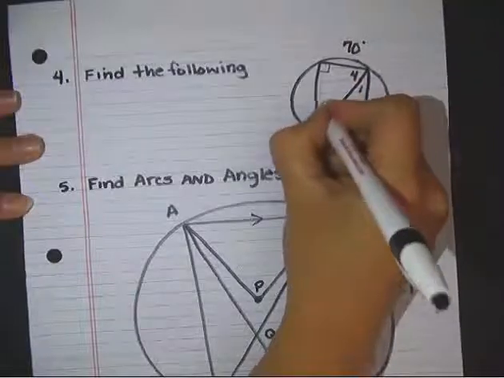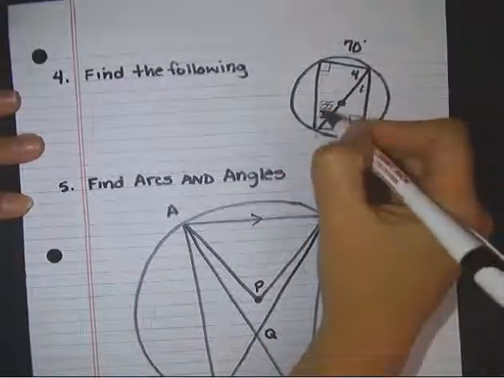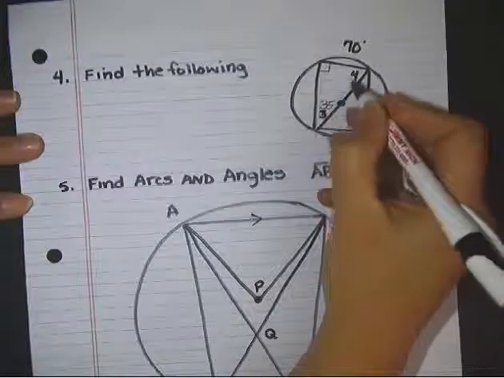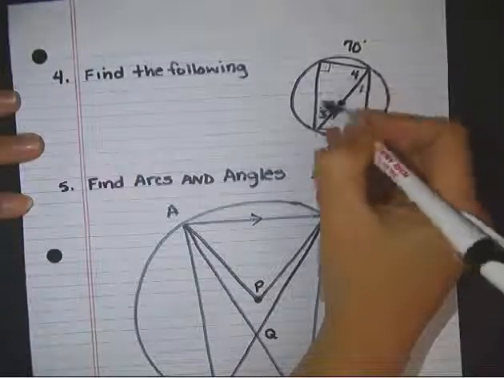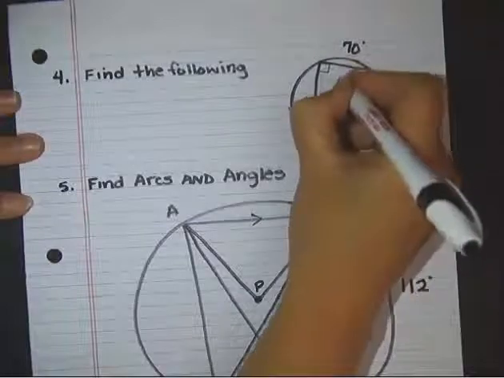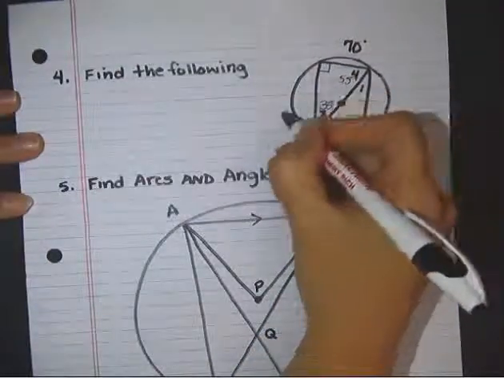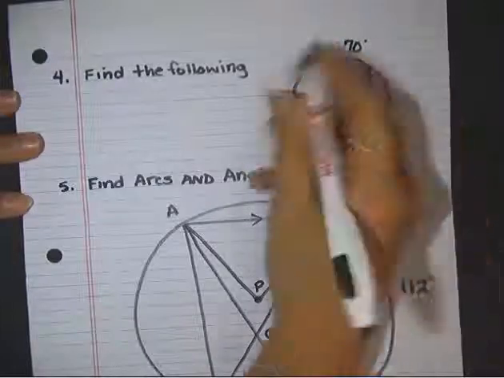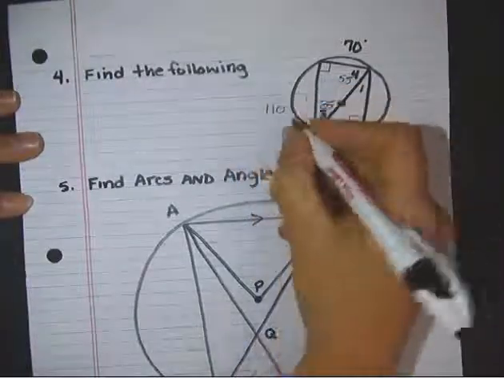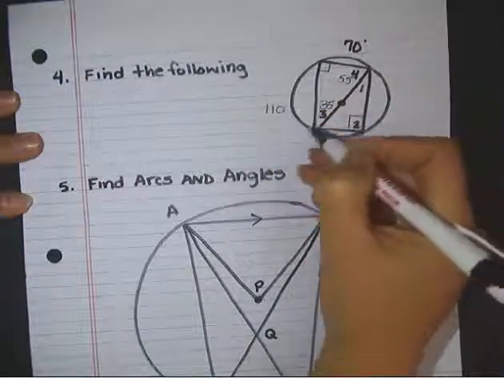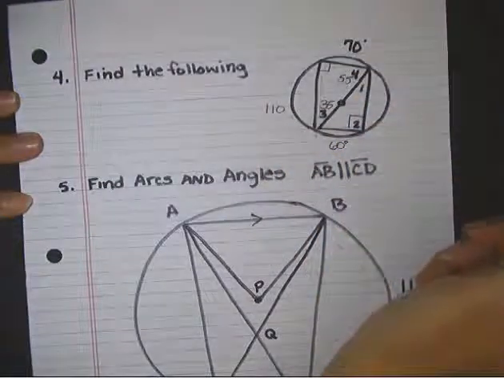So angle 4, I could use my right triangle and add everything to 180, meaning these two would have to add to 90, so that would be 55. And if I wanted this arc, it is twice 55. That opens up and it's 110. I could also get that arc because I know this is a semicircle, so 70 and 110 have to add up to 180.